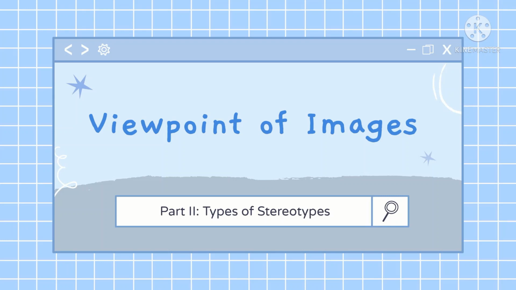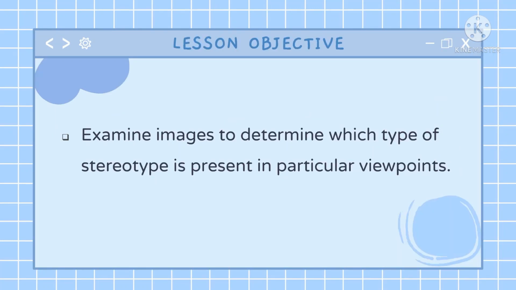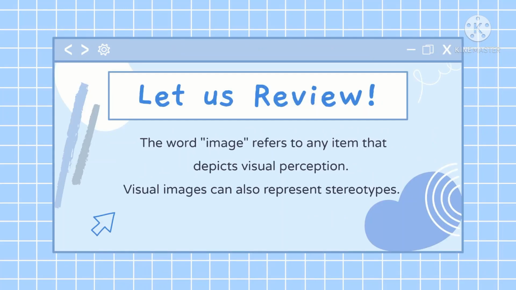Our topic for this week is part 2 of Viewpoint of Images. We will discuss the different types of stereotypes. At the end of this lesson, you are expected to examine images to determine which type of stereotype is present in particular viewpoints. But first, let's have a review.